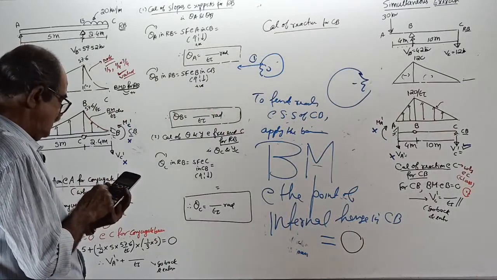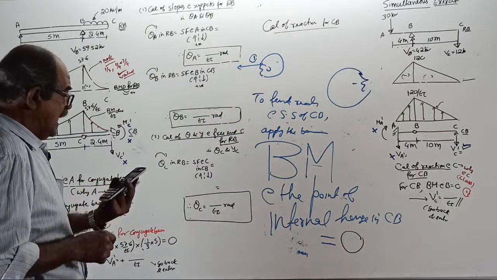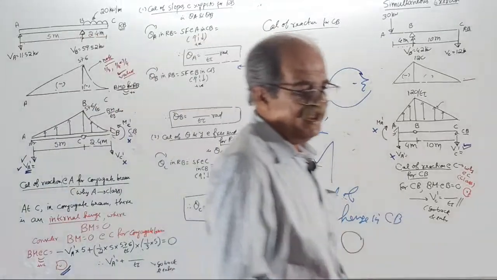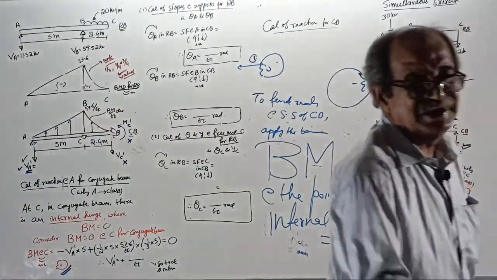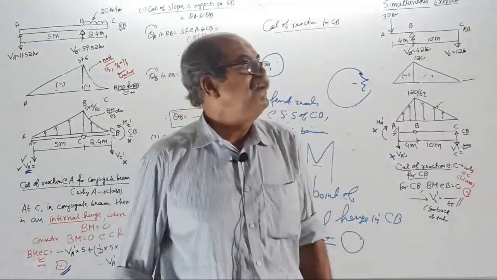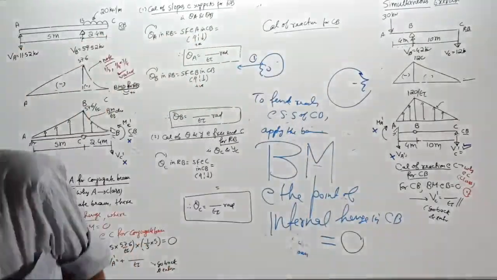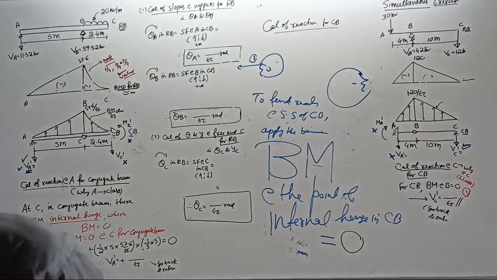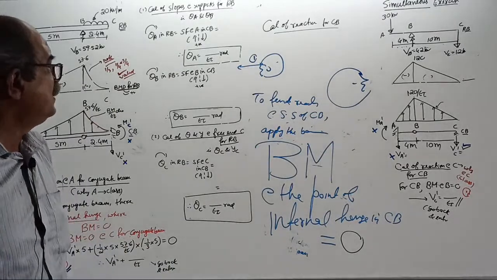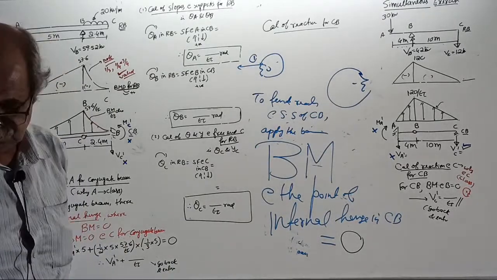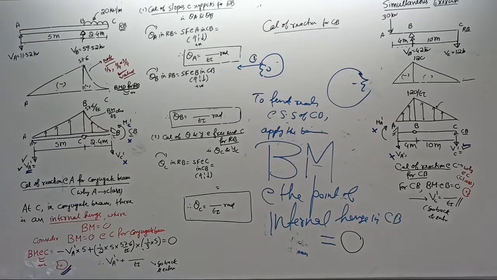Calculator on. VA dash has to come 48 by EI. I have not seen anything. Sometimes people tell, sir, tell us, sir. No, leave it. 48 by EI should come. Answer, VA dash should come 48 by EI. It's the answer. Substitute. Check the answer. VA dash has to come 48 by EI.